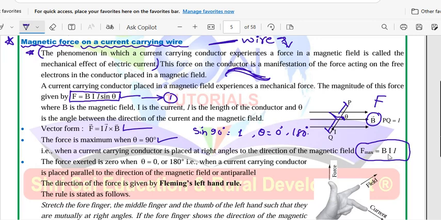The mechanical force becomes maximum. The force exerted is 0 when theta is equal to 0 degrees or 180 degrees, that is when the current carrying conductor is placed parallel or anti-parallel to the direction of the magnetic field. Suppose you keep this current carrying wire along the direction of the magnetic field, in this direction or in this direction, then the direction of the current and the direction of the magnetic field are parallel or anti-parallel to each other. In that condition, the mechanical force becomes zero, because sine 0 degrees is 0 and sine 180 degrees is 0.